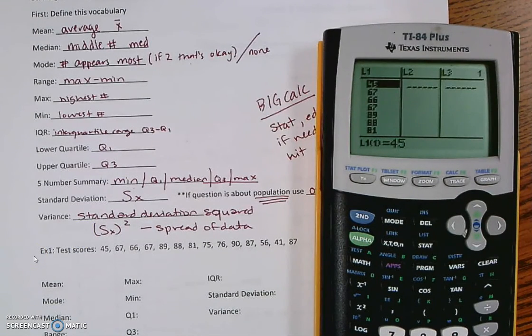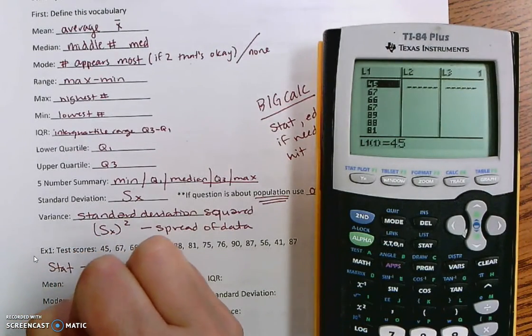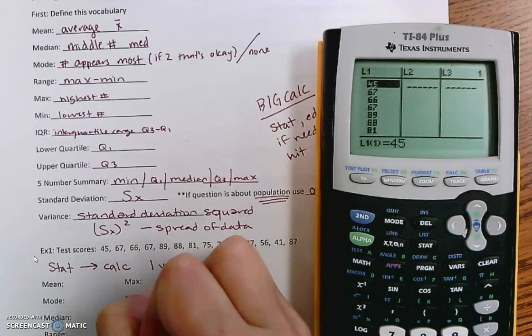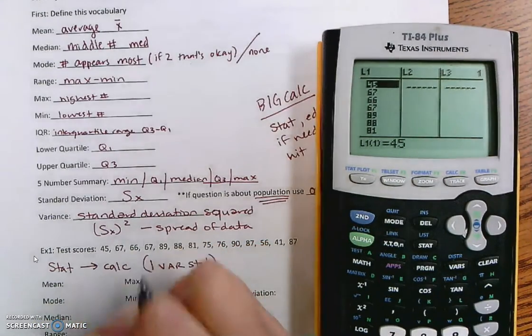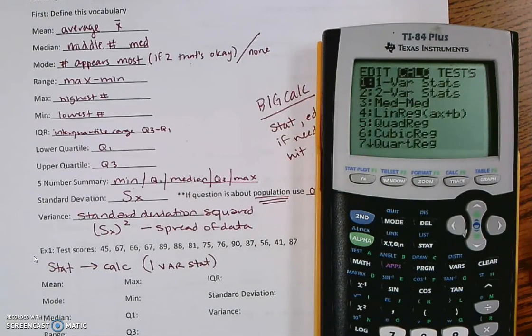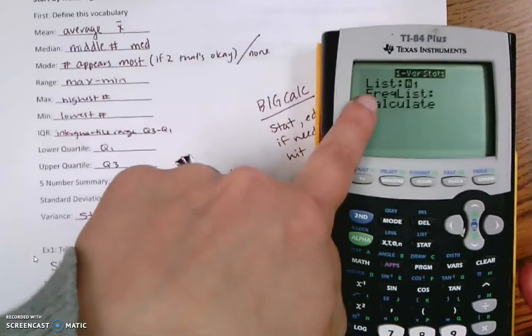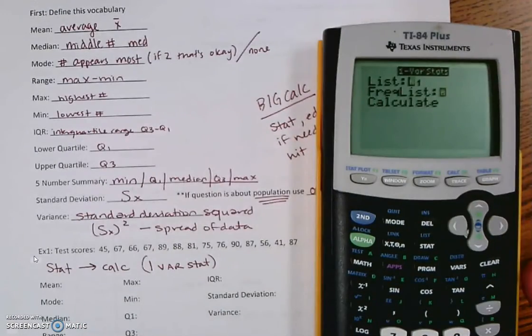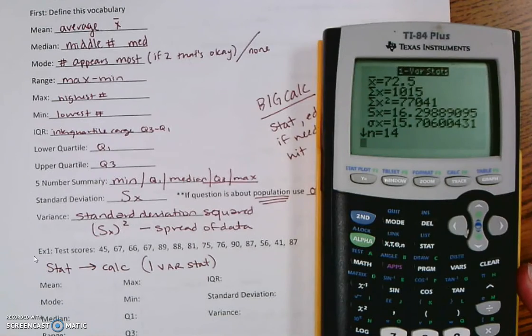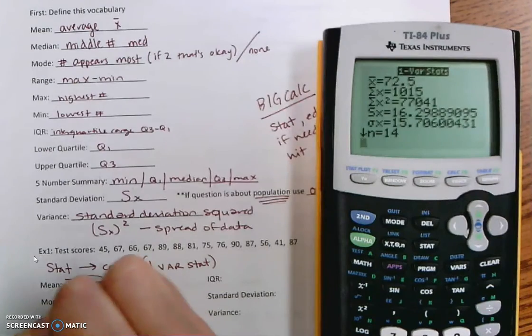So I got my list. Here's how you find these. You go to Stat, you go over to Calc, and you hit One-Variable Stats. The reason I pick one variable is because I have one list of numbers. All my points are in list number 1. I don't have a frequency list this time, so I'm not going to use that. And then I'm going to press Calculate. My mean is my X bar, which is 72.5.